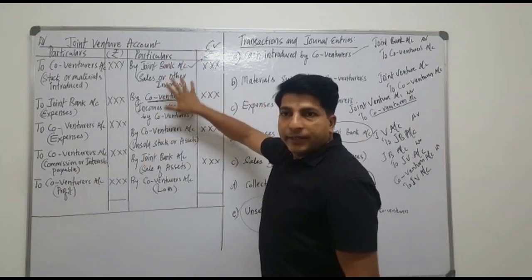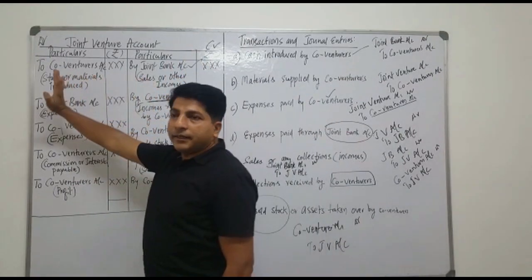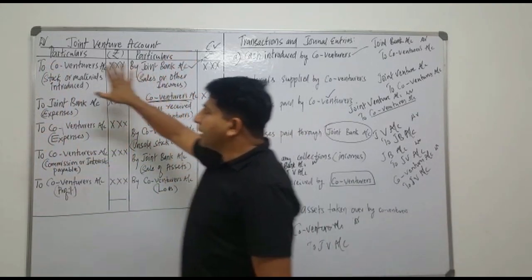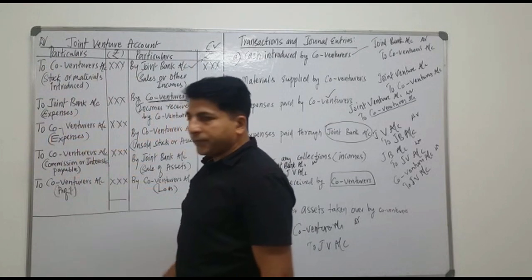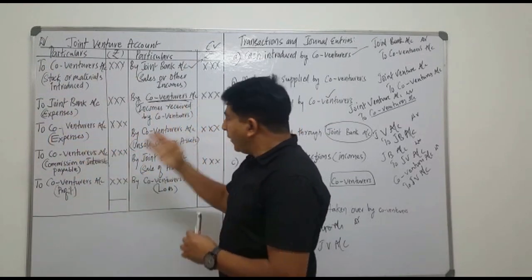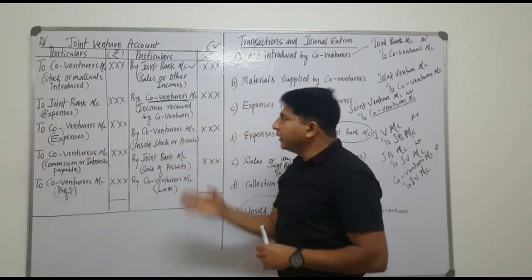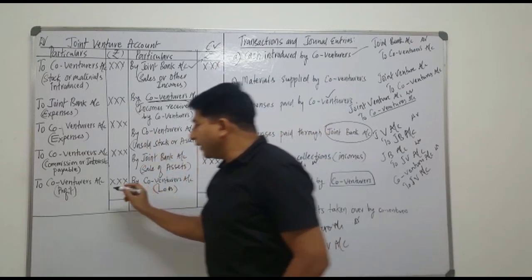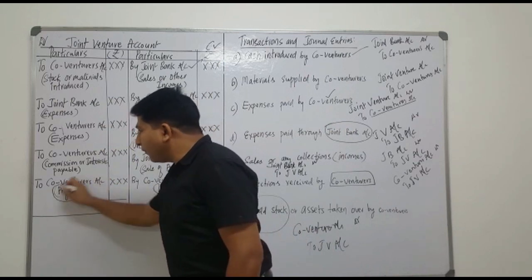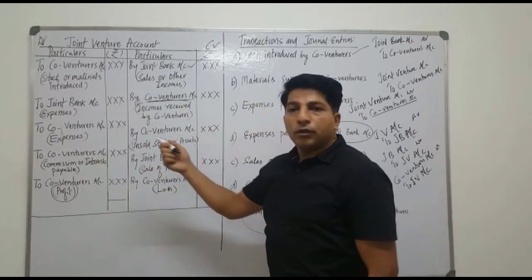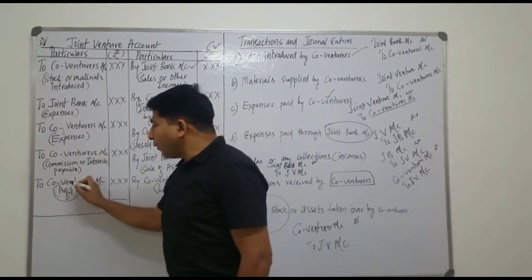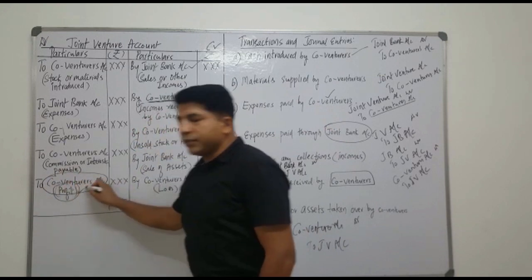After making these entries, we have to close the joint venture account. The credit side is the income side, the debit side is the expenses side. All the incomes will be recorded in the credit side, expenses in the debit side. Then both expenses and incomes will be compared. If income is more and expenses are less, the difference will be profit. That profit will be distributed among the co-ventures account.